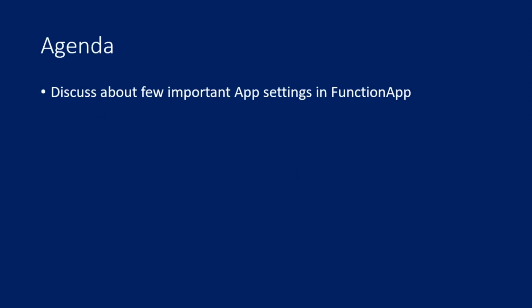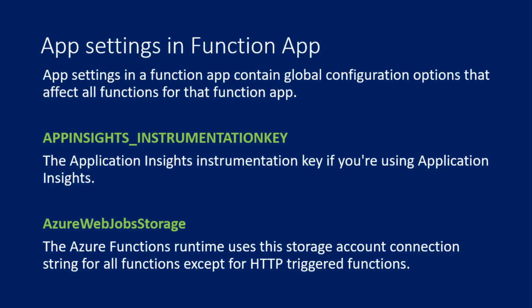So the agenda is to discuss a few important app settings in FunctionApp. What is an app setting? App settings in FunctionApp contain global configuration options that affect all the functions for that function app. There are a few major app settings which we should at least have an idea about, and I am going to discuss those app settings in this video.